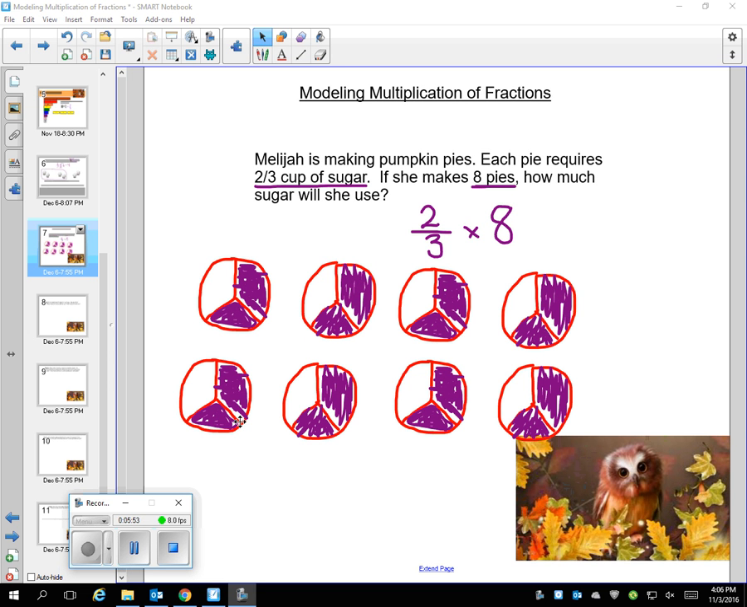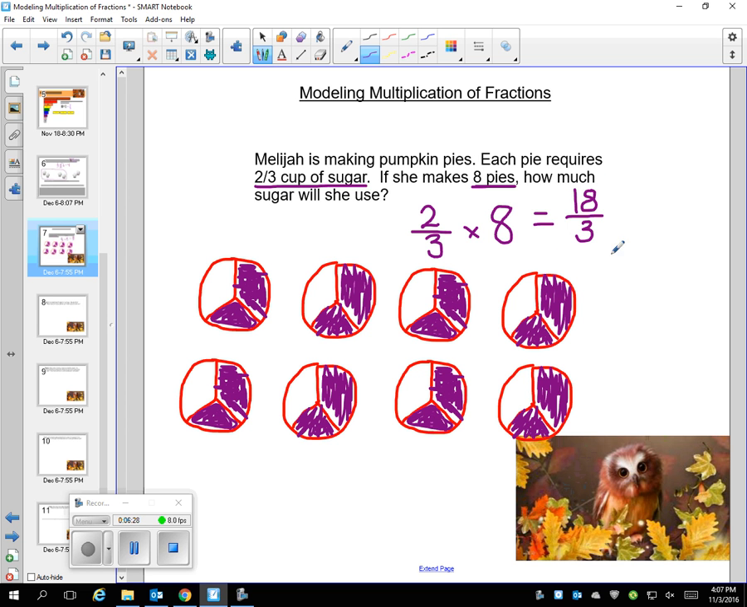Okay, yours probably looks a lot better than mine, but here are my 8 groups of 2/3. So how much sugar will she use? Well, we're going to count what's shaded. So if we count, I can see I have 1, 2 here, 4, 6, 8, 12, 14, 16, 18. I have 18, but that's not 18 wholes. What is that? That's 18 thirds. So she needs 18/3 cup of sugar.